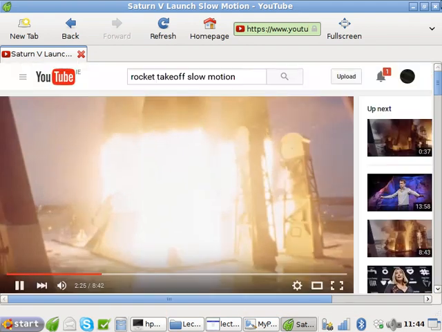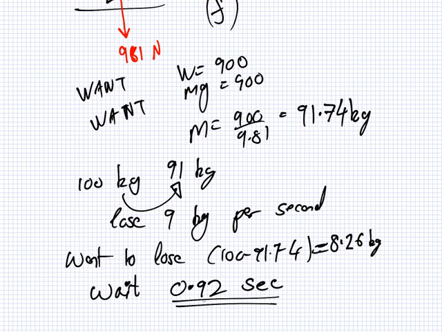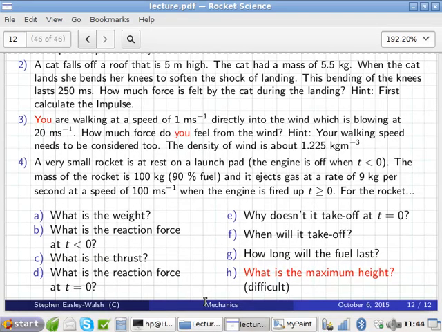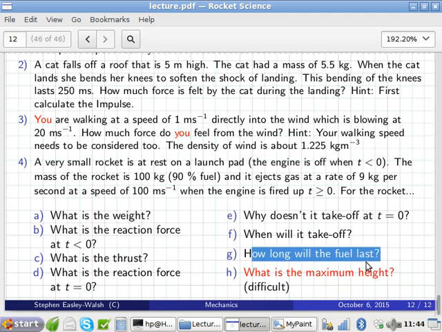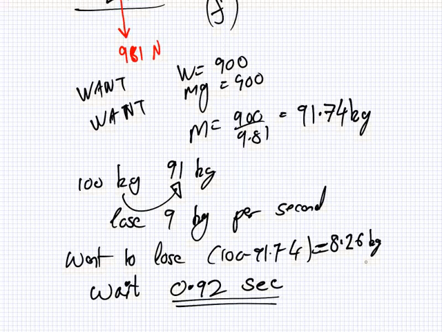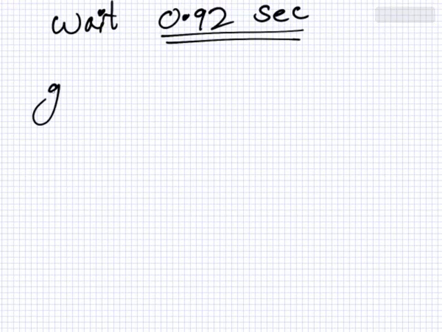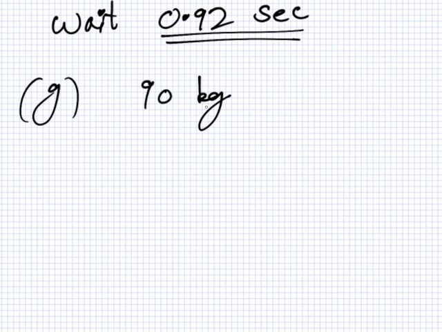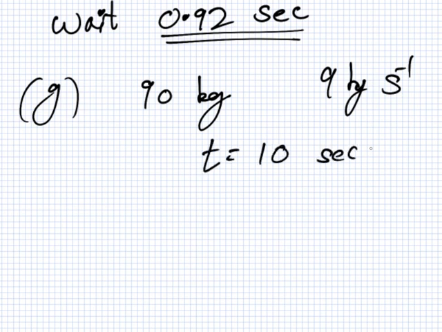Right, okay, so in my small rocket, it has to wait about 1 second before takeoff. Okay, the next part. How long will the fuel last? We know the weight of the fuel. How much fuel do you have? 90 kilograms. And how much fuel is used per second? 9 kilograms per second. So it's 90 divided by 9. 10 seconds. After 10 seconds, no more fuel.